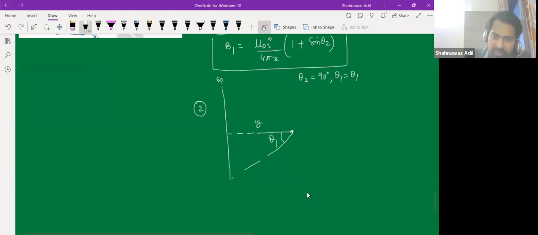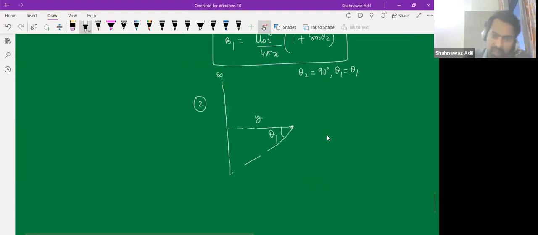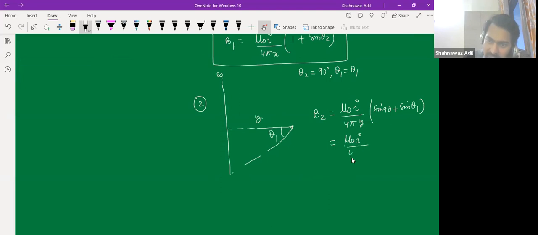Inwards, right? So I will again get the same direction as this one. So magnetic field, this will add up. Yes, this will add up. Absolutely correct. So B2 would be mu naught I by 4 pi, this distance is y, and sine of 90 plus sine of theta. So this is mu naught I by 4 pi y, and this is again cross, with 1 plus sine theta.